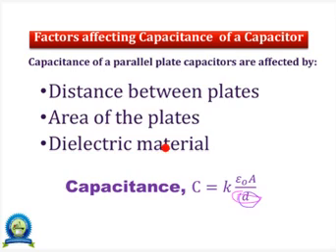Then it is affected by the area of the plates. I've said that earlier. You have your area here. Is that okay? This is a constant, which is the permittivity of free space, epsilon naught, and it has a value of 8.85 times 10 raised to power minus 12 farad per meter. Then you have the dielectric material, which is this K. Is that okay? That is what also determines the capacitance of a capacitor. Epsilon naught is a constant. It doesn't affect the capacitance of a capacitor.